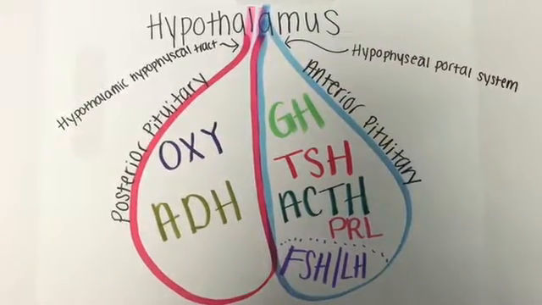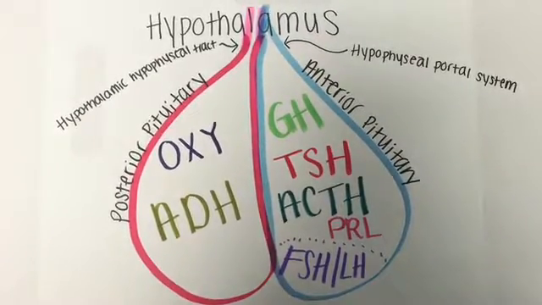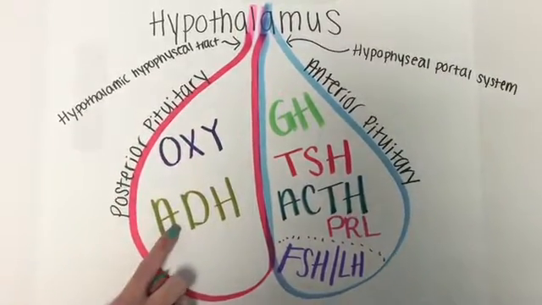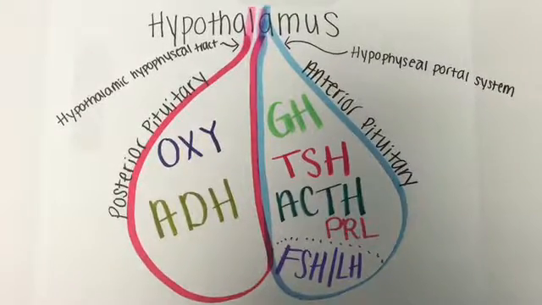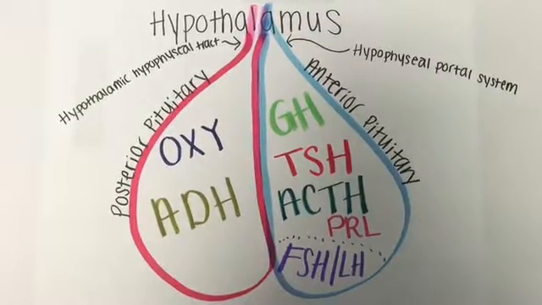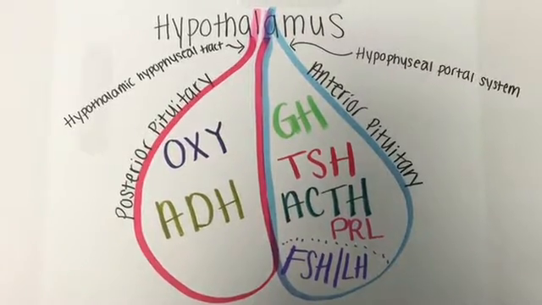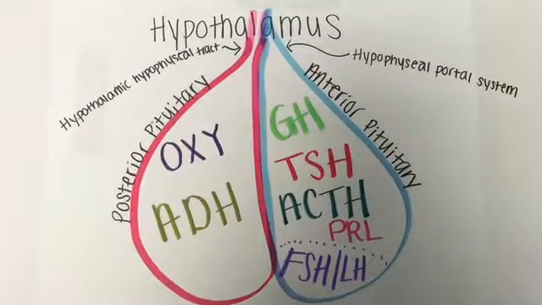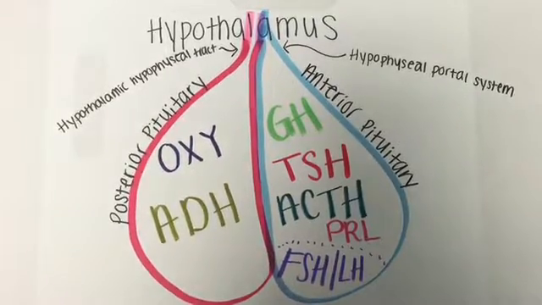The posterior pituitary gland does not directly secrete hormones. Instead, it stores the hormones that were created in the hypothalamus. Both oxytocin and antidiuretic hormone are created in the hypothalamus and transferred to the posterior pituitary gland via the hypothalamic hypophyseal tract to be stored. On the other hand, the anterior pituitary gland secretes its hormones. The hormones in the anterior pituitary include growth hormone, thyroid stimulating hormone, adrenocorticotropic hormone, follicle stimulating hormone, and luteinizing hormone.